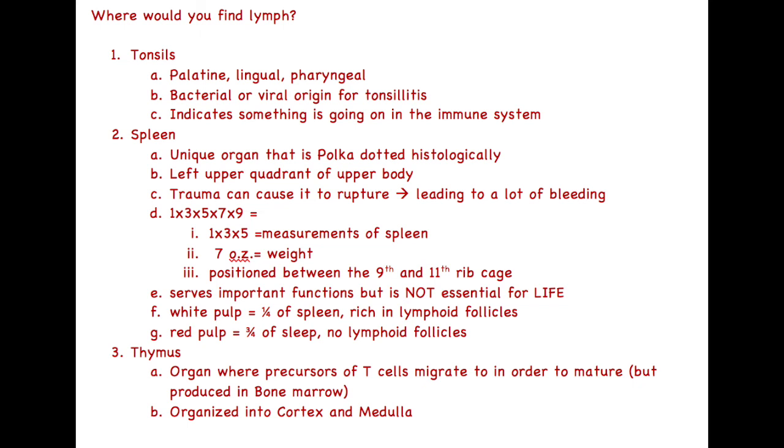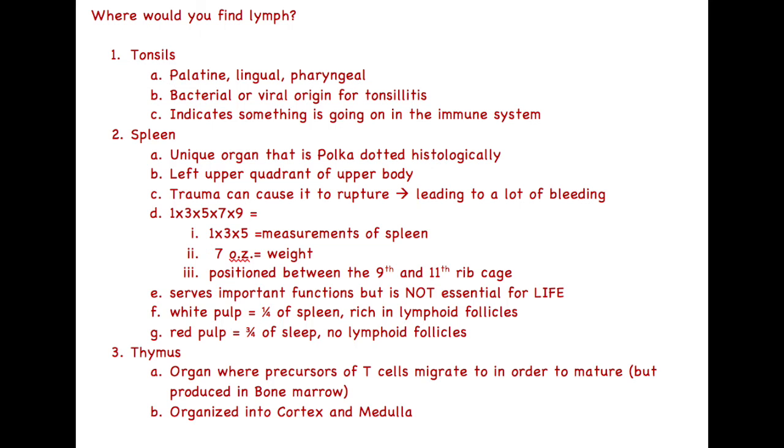And just know that the white pulp is rich in lymphoid follicles by definition, and it contains the germinal center and lymphoid follicles, but the red pulp does not have that. So basically the lymphatic contribution of the spleen is associated with white pulp, okay?